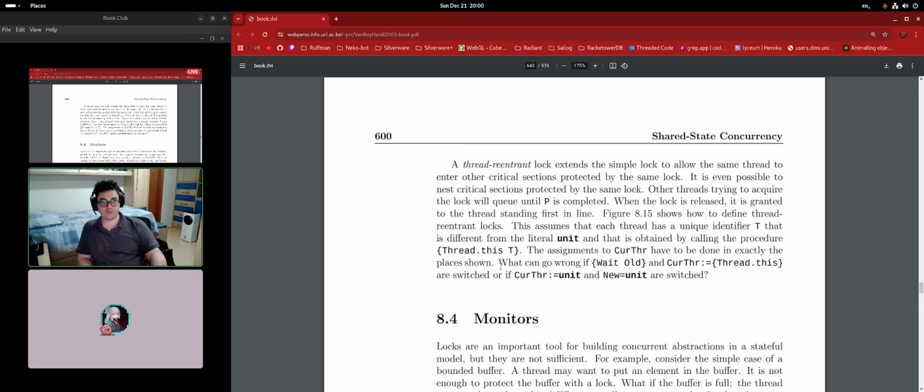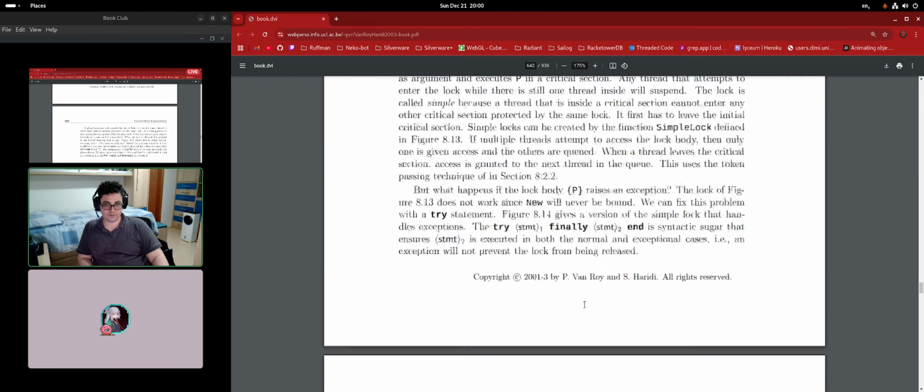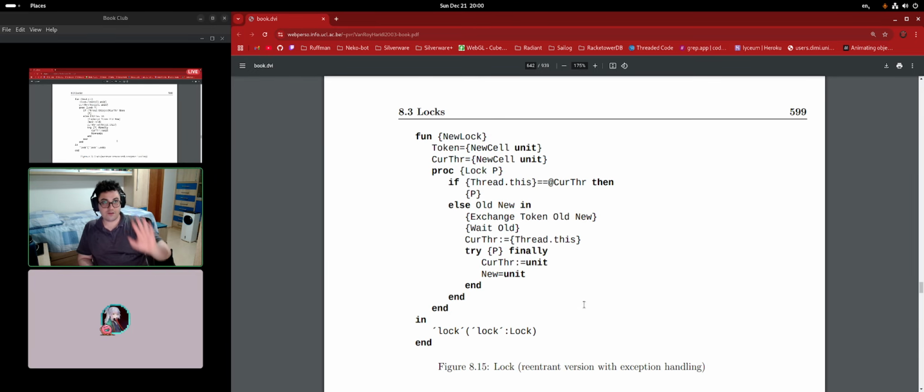And then I have two questions to answer. What can go wrong if we swap the wait on the old current thread, and swap the order of the assignments of unit? So let's take a look. So first, what is going on? This is again the token passing mechanism. So lexical scoping, full-blown lexical scoping.